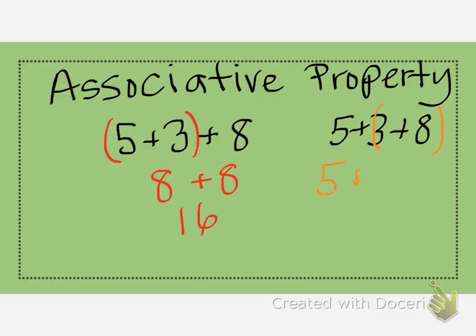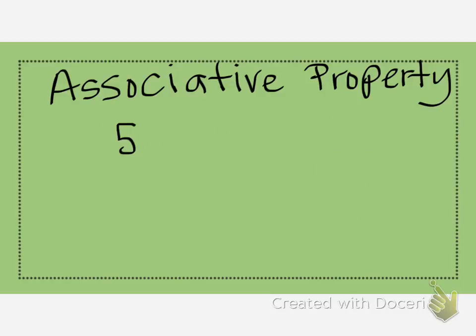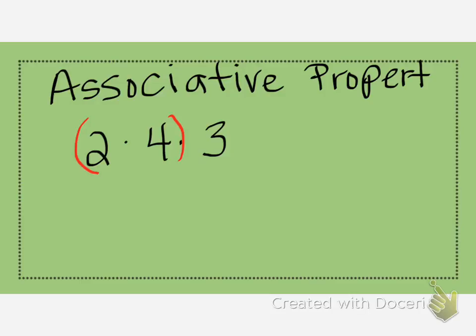It also works for multiplication. So if I take the multiplication problem and I decide to choose 2, and I'm going to put a dot for multiplication, times 4 times 3. So if I choose to put the parentheses around the first two, that means I got to solve that first. So 2 times 4 is 8, times it by 3, it's 24.